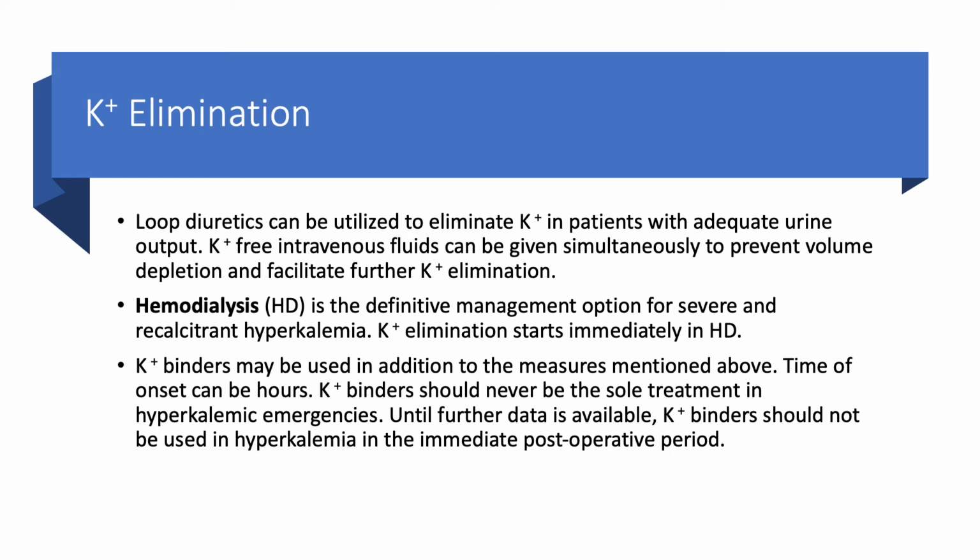If someone is on dialysis and they don't make any urine, obviously there's no point in giving them a loop diuretic. Now, many times we give a loop diuretic and we give intravenous fluids that don't have potassium. So in other words, we are giving fluids with no potassium, and we're using a diuretic to get rid of the potassium. And this also will prevent dehydration. Hemodialysis is the definitive treatment.